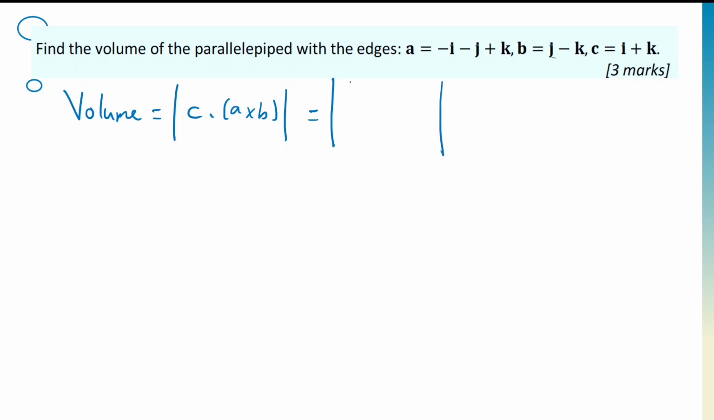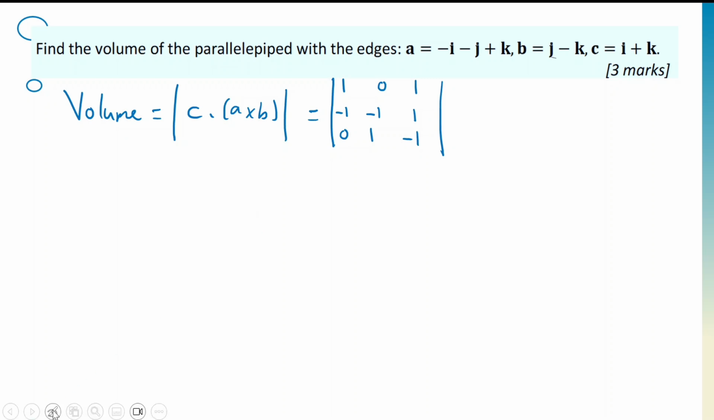So what's the vector C? It's 1, there's no j, so 0, and then 1. What's the vector A? It's negative 1, negative 1, 1. The vector B: there's no i, so it's 0, the coefficient of j is 1, and for k it's negative 1. So we need to find this determinant as the volume for this parallelepiped.